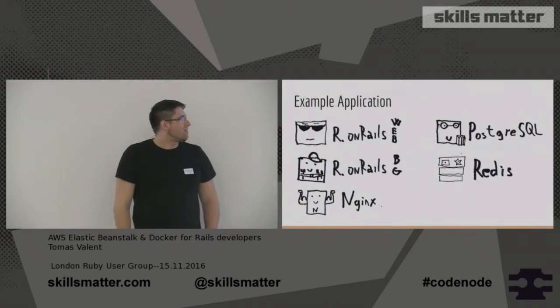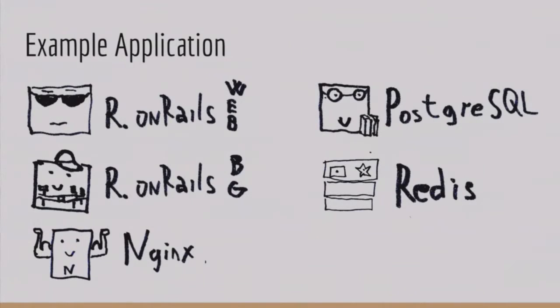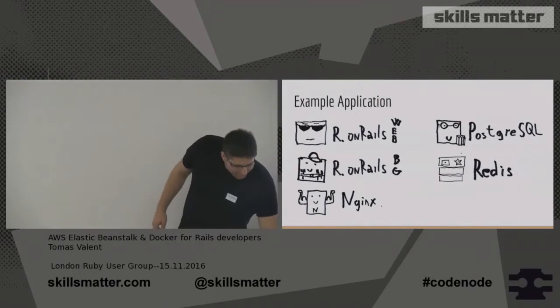Now, in the talk, we'll be dealing with an example application in which we have our cool Ruby on Rails application. Of course, we need some background workers, so that will be Sidekiq. As a primary relational database, we will use Postgres, and we will use Redis as a queuing database for Sidekiq. For some heavy lifting, we will use Nginx as a proxy.